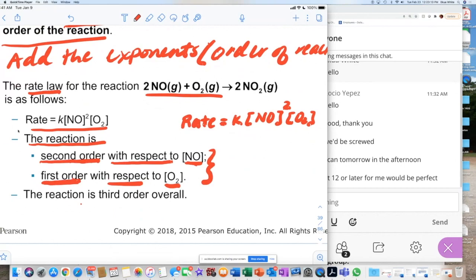Add a two. The set will be second order for the first one and first order for the second one, so overall it is third order. That's as a group. As acid, this is how they influence the rate of the reaction. The overall order for this is two. So hopefully that makes sense.